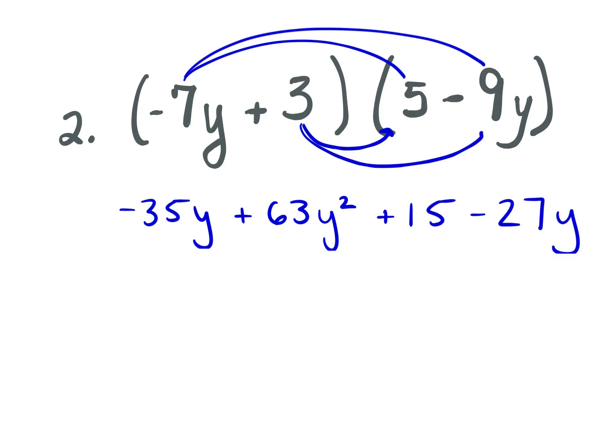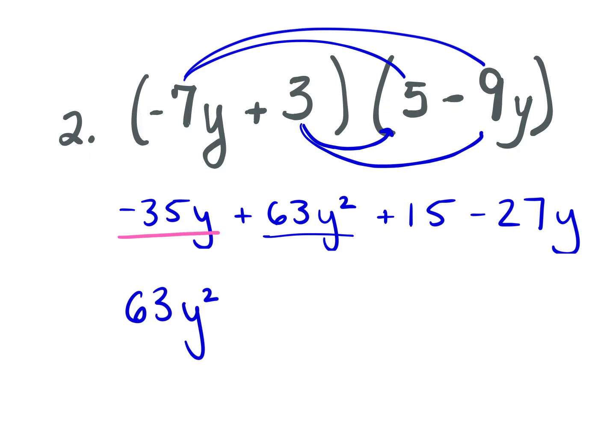Is this in standard form? No. What would have to come first? Combine like terms. We've got to combine like terms. So starting with my highest degree of 63y squared, do we have any like terms with that? No. So that's just going to go first, 63y squared.